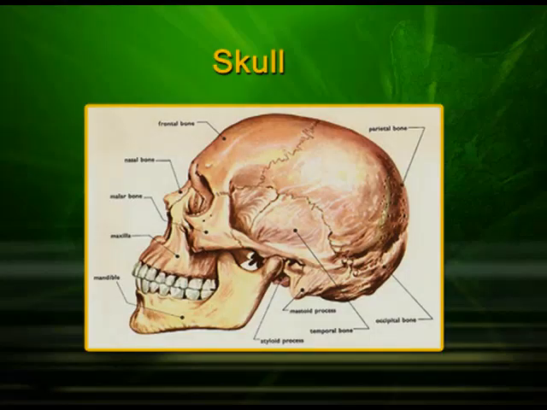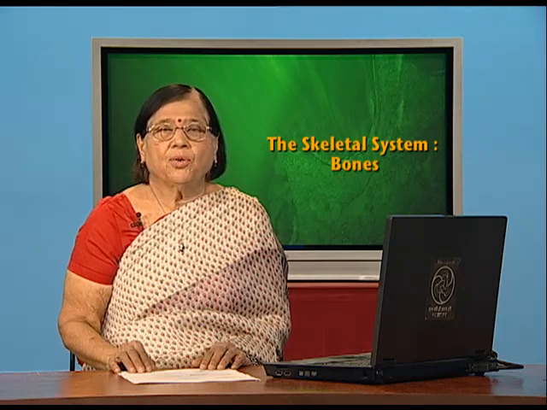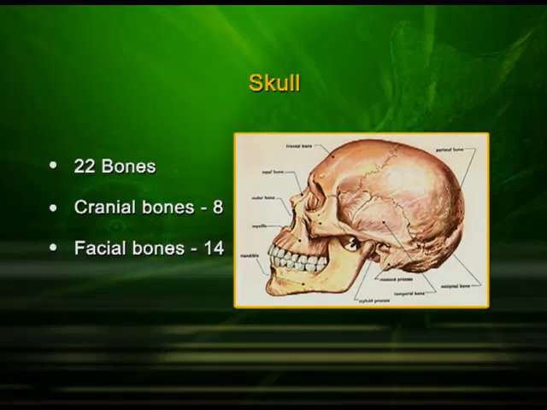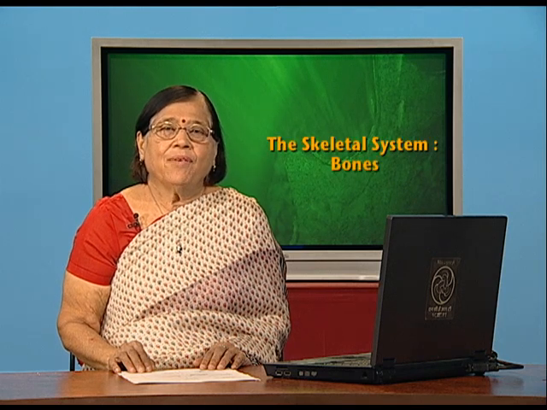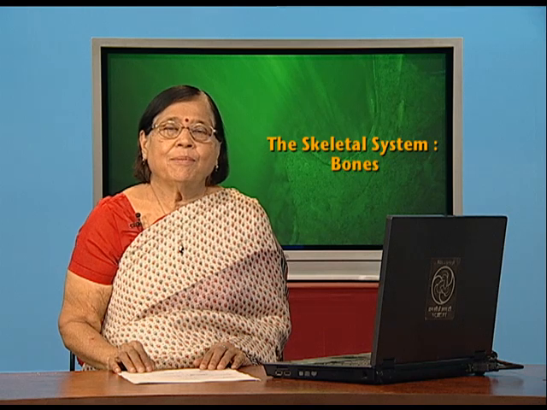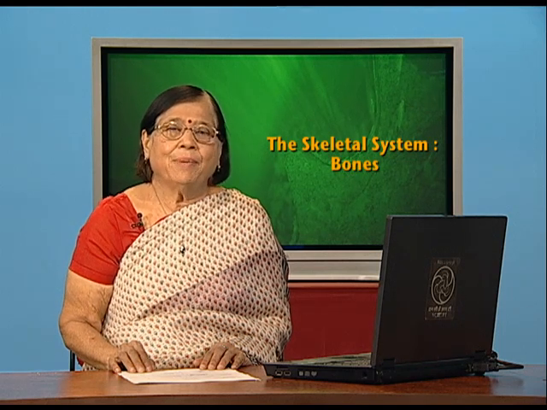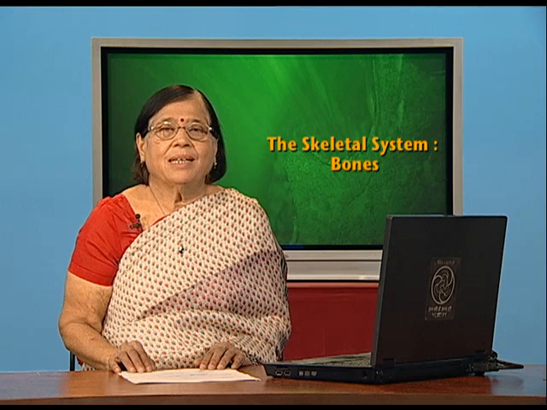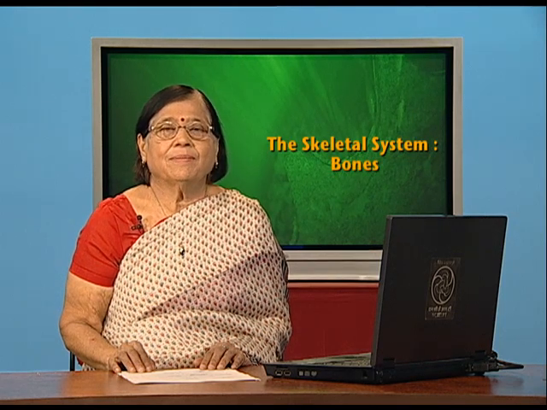Let us start discussion with skull. Skull is made up of total of 22 bones. There are cranial bones 8 in number, and there are facial bones 14 in number, which makes this 22. Now, cranial bones in skull, they are very hard protective covering. They are protecting the brain. The brain part where brain is lodged is covered by cranial bones.